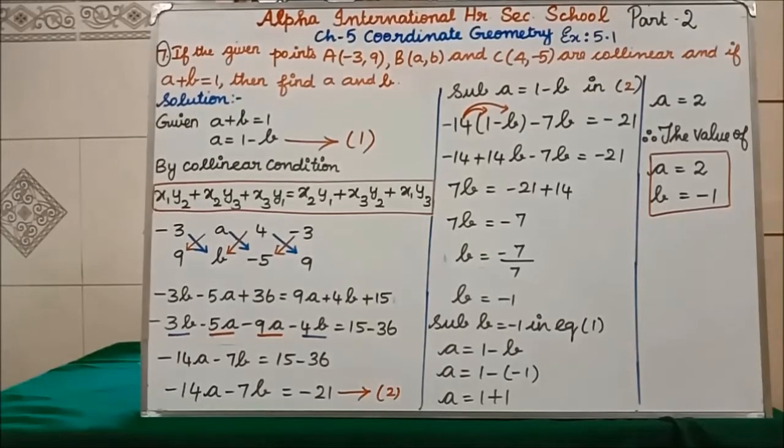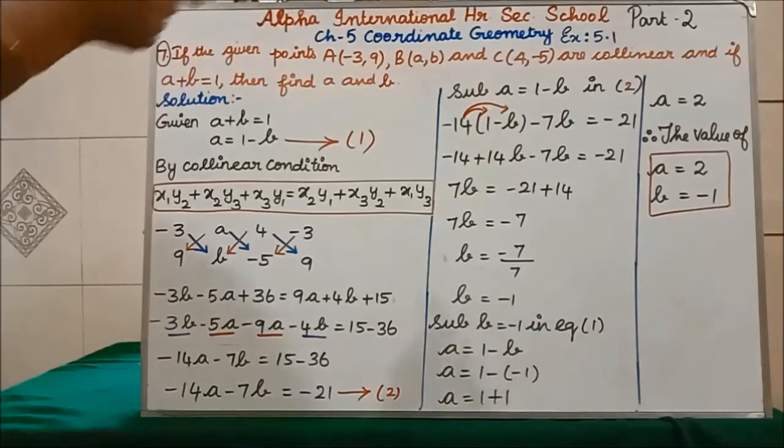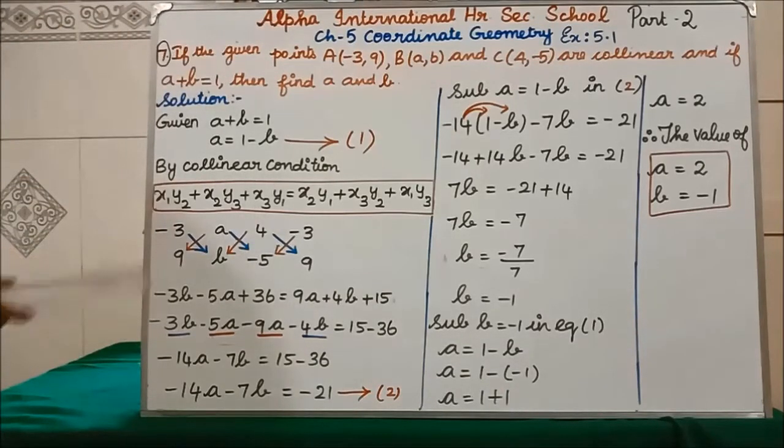Collinear means the points are lying on the same line. It's called collinear. I told you collinearity can be checked in two ways. The first method is area of a triangle equal to 0, you can write. Otherwise this condition you can apply. I have told you, isn't it? Now we are going to apply the collinear condition in this problem. They are collinear, and if a plus b equals 1, then find a and b.